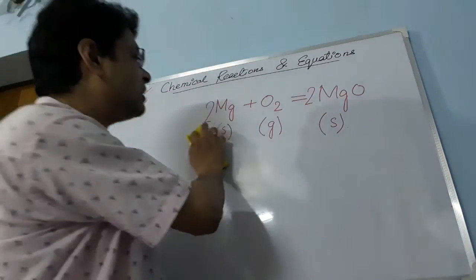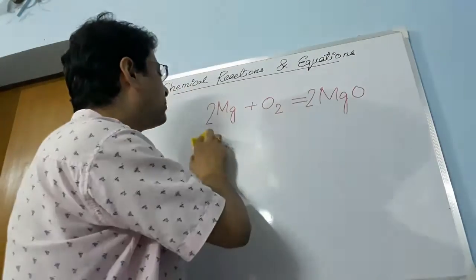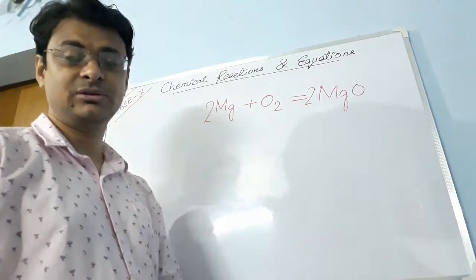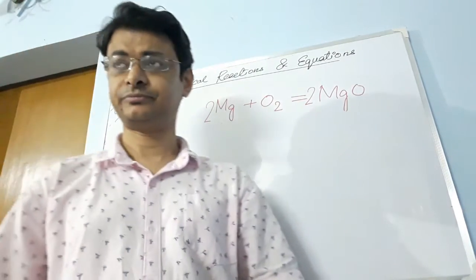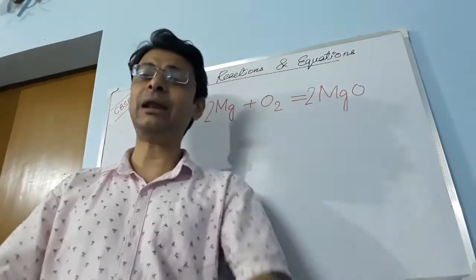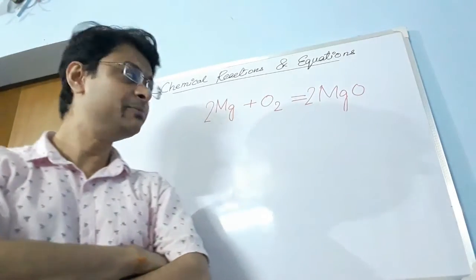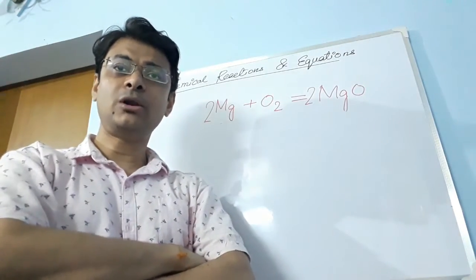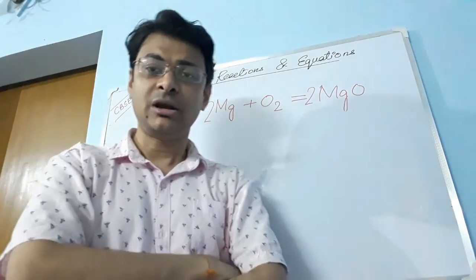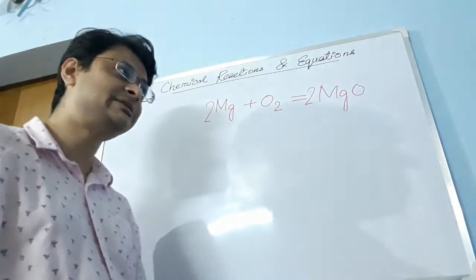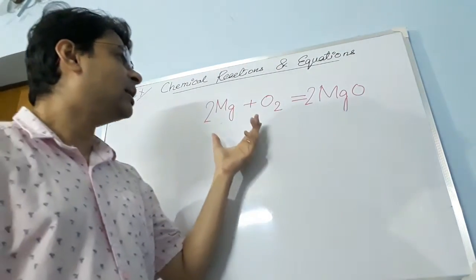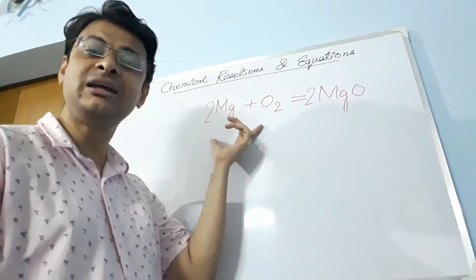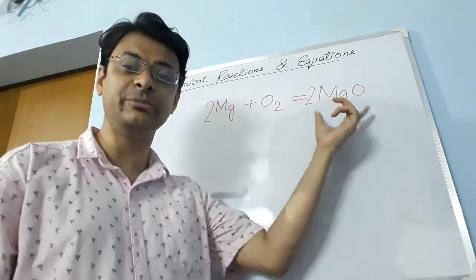Now a very important thing: why do we write this equal to sign? Or why do we balance a chemical reaction? This is very important, because in your earlier classes you have learned the law of conservation of mass. Now the law of conservation of mass states that the mass before a chemical change will be exactly equal to the mass after the chemical change.